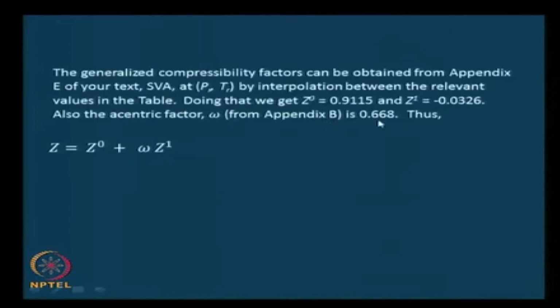from appendix B, which turns out to be 0.668 for isopropanol. Therefore, if you substitute into this expression Z0 0.9115 plus acentric factor 0.668 times Z1, minus 0.0326, do the calculations, you will get 0.8897. Okay. I will give you another 10 minutes to do the calculations to get the volume as well as the comparison. You have enough basis, you know that Z equals PV by RT. So, please go ahead and do it.